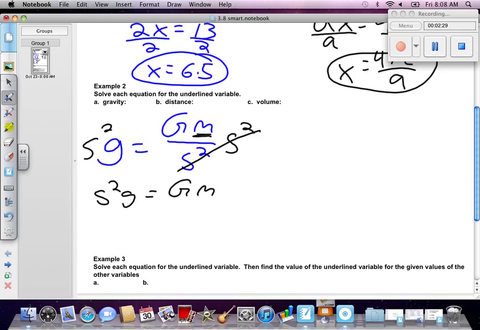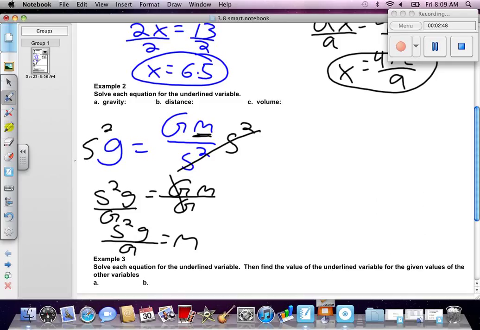Now, what do I have to do to get the big G? What is the big G doing to the m? It's being multiplied. Yes. So we're going to divide. Good. We divide by that big G, and we're left with s squared little g over big G equals m.